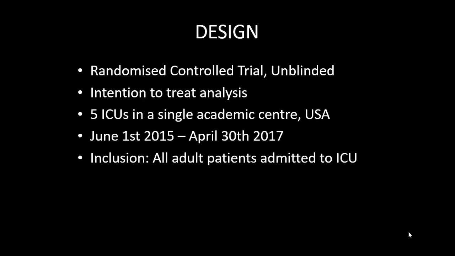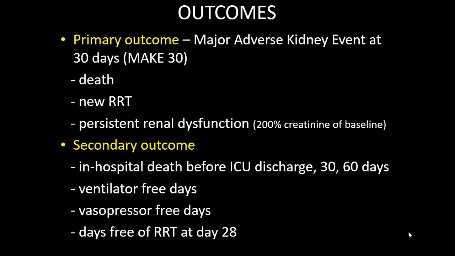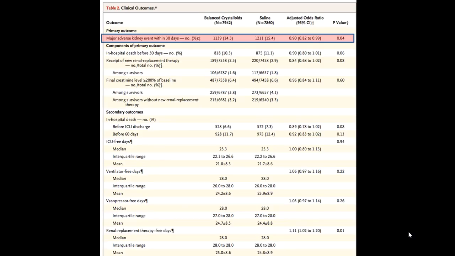Similarly, the SMART trial looked at balanced crystalloids versus saline, conducted in 5 ICUs in a single center in the US. They divided the patients into a balanced crystalloid group and a normal saline group, roughly 8,000 patients in each group. A very big trial. They defined a terminology called MAKE 30, major adverse kidney event at 30 days: death or new requirement of renal replacement therapy. Here they said that if you are using balanced crystalloid solution, there is less incidence of MAKE 30, as in less incidence of renal replacement and renal failure at 30 days as compared to the saline group.